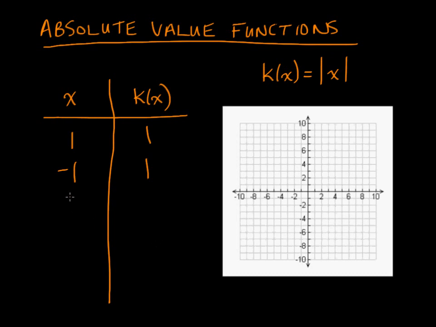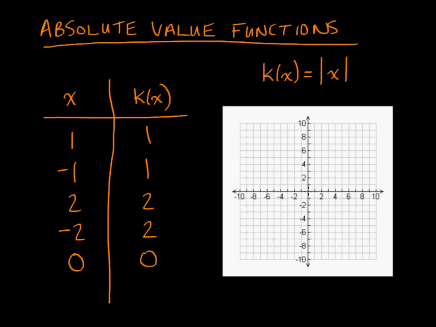Similarly, if we have an x value of 2, the function value is going to be 2 because that's the positive number. And if we have an x value of negative 2, again, we're going to take the positive number, so it's going to be 2. For an x value of 0, 0 is neither negative nor positive. That's just going to be 0.